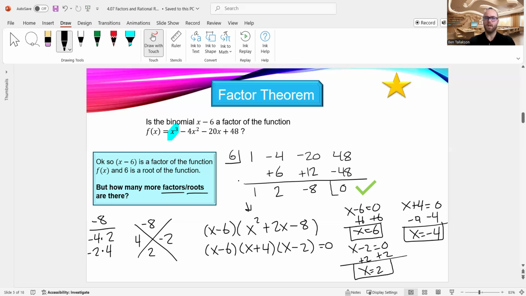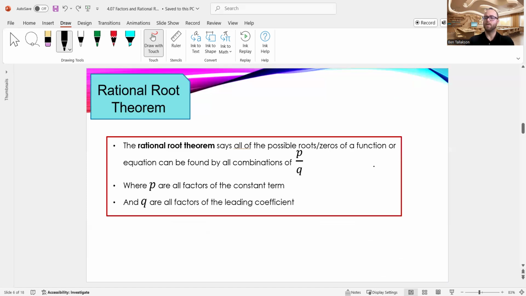All right. Now, up until this point, we were given a binomial, right? And we're asked, is this a factor of the function? Just like we were asked here, but you're not always going to be given that information. Believe it or not, this is actually making things a little bit easier for you, because sometimes they're not going to tell you that at all. How do you find out what the roots are? Using the rational root theorem.